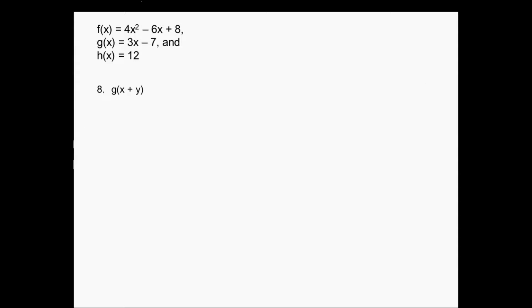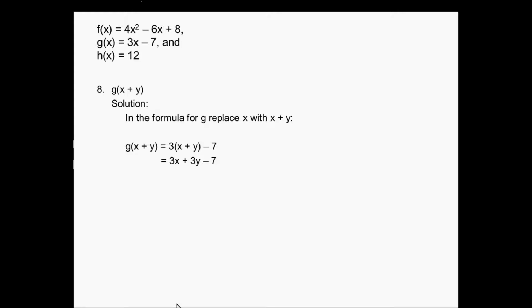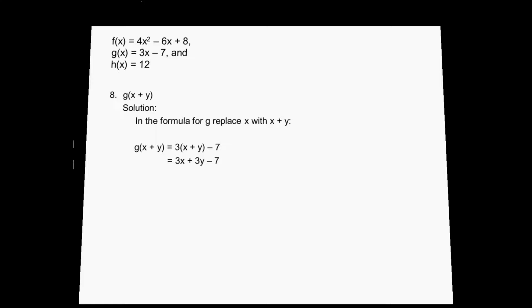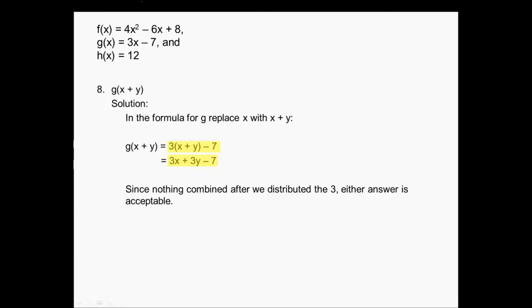What if I had g of x plus y? 2 letters. So I'm going to replace this x with x plus y. So I'm going to have 3 times x plus y minus 7. Now I can distribute the 3, but does anything interesting happen? 3x plus 3y minus 7. No, nothing combined. So could we have left it alone up here? Yes. Okay, so notice even if you have 2 letters, there's really nothing to do.